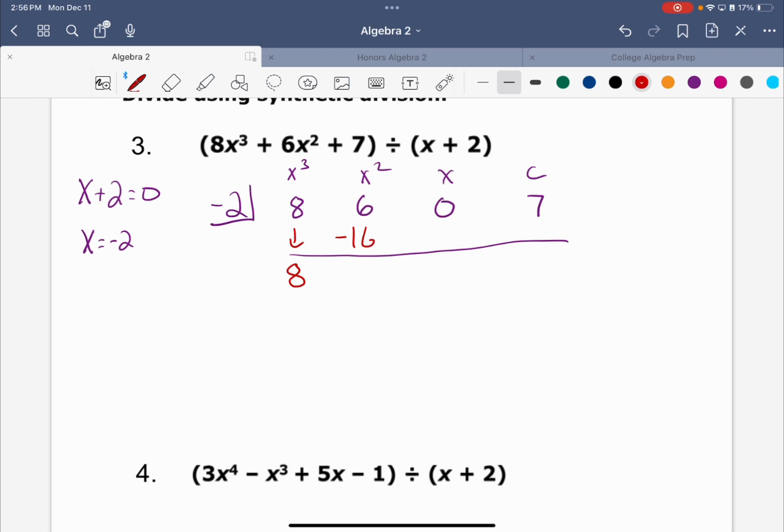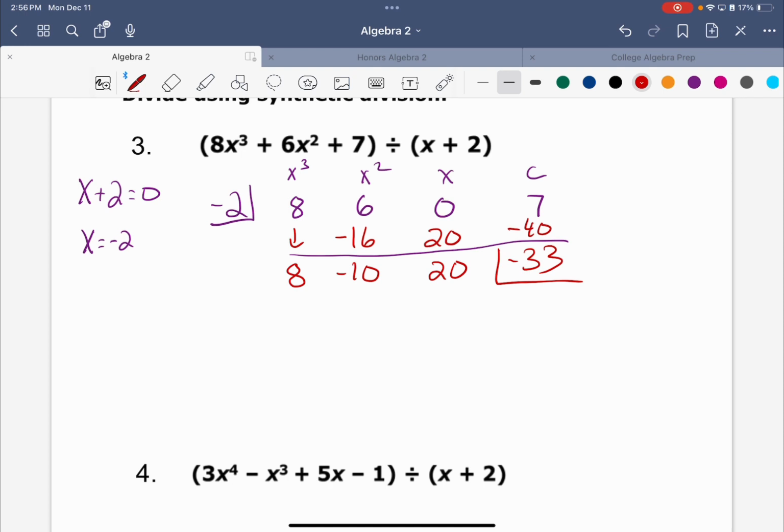Negative 16. That makes for negative 10. 20. And 20. 0 plus 20 is 20. Negative 40. Negative 33 is our remainder.